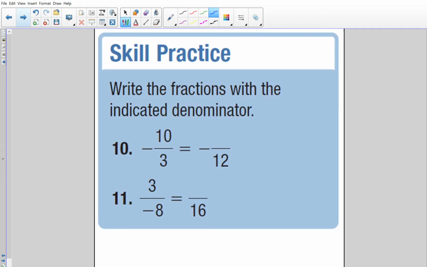Okay, so we want to write the fraction with the indicated denominator. If you want to pause the video and try this on your own and then check back, you can do that. So 3 times 4 and 10 times 4 is going to give me 40 over 12. This was already negative, so I'm good. 3/8 to 16, I multiply by 2, so that gives me 6. This is negative, so I need to have a negative somewhere in there, and that would be my final answer.